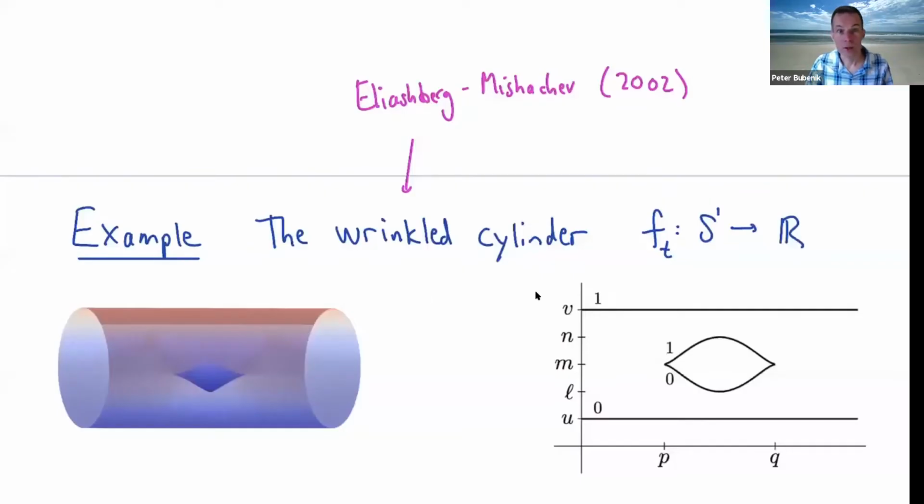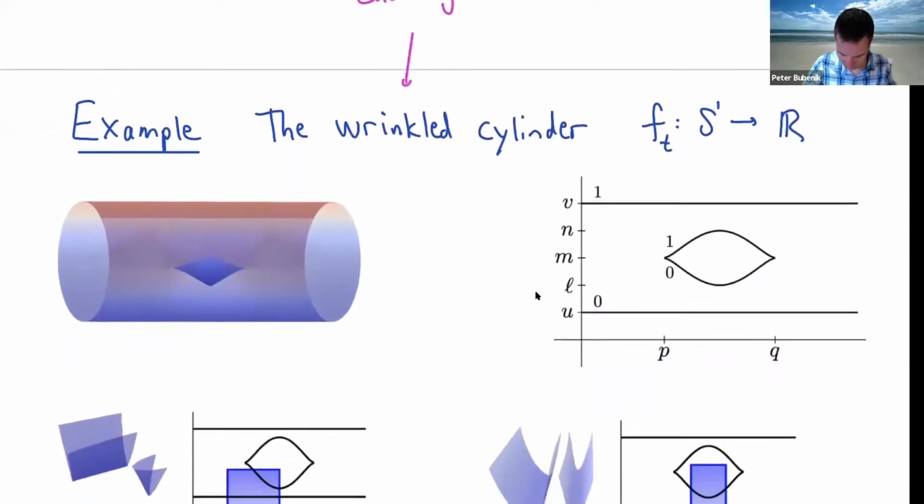All right, so the Cerf diagram of the wrinkled cylinder is on the right here. Again, on the left and the right ends, we just have the two singularities. And then in the middle, we have four. And then we have these interesting two birth-death points.